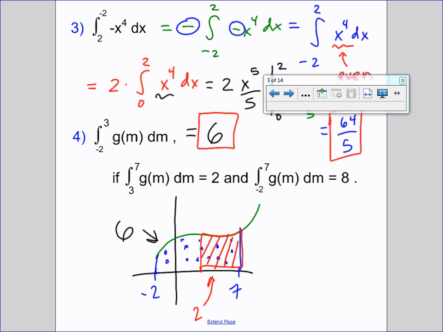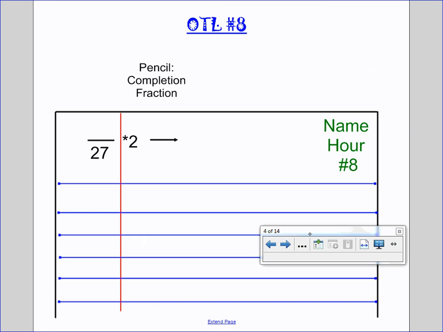So a combination of utilizing our properties could result in simpler evaluations, right? But if you didn't recognize that, it still was a good practice in terms of applying the fundamental theorem of calculus. Let's go ahead then and give yourself credit for your homework assignment, OTL number 8.